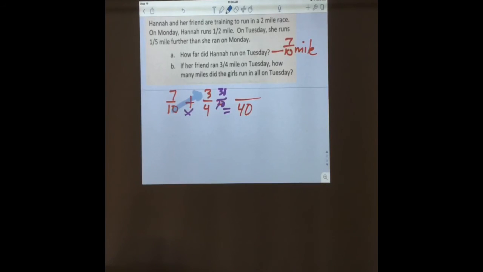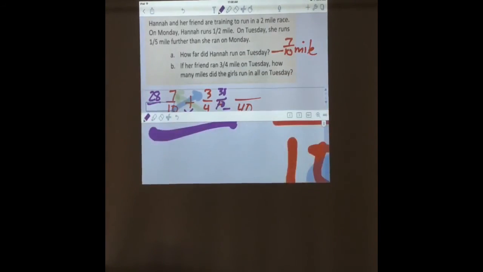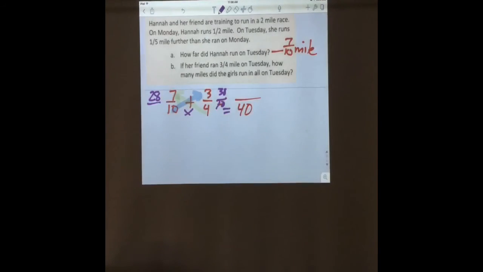And we're cross multiplying the other direction. 4 times 7 is 28 over, oopsie, over 40, right? So now we can add this together, right? Ooh, what do we have? We have 30 plus 28. How much is that? 58. So now we have 58 over 40.